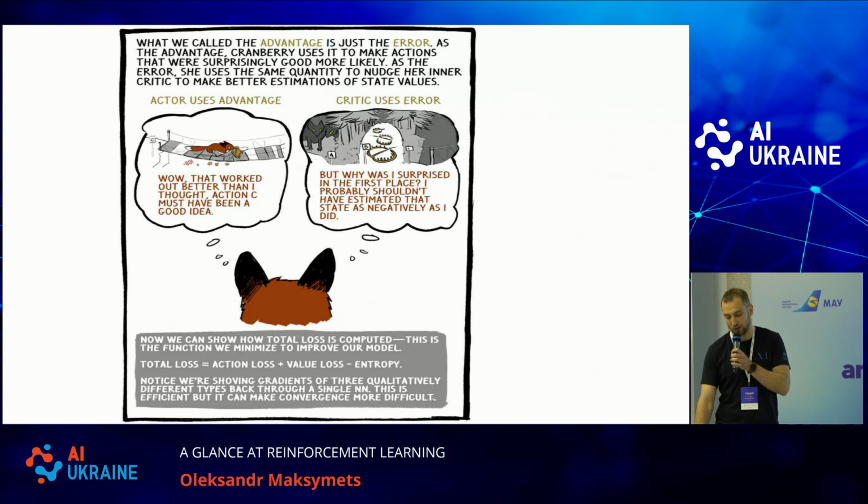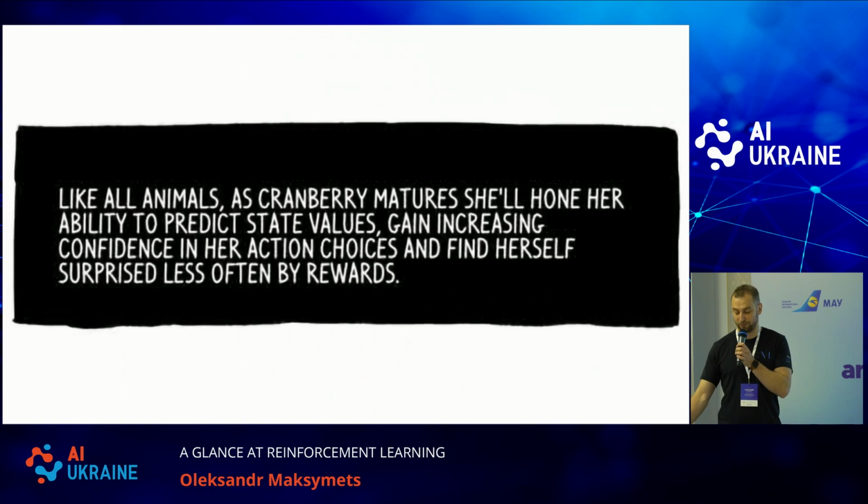Yeah, so the difference is that the actor uses advantage, like how much we can receive using this action, and the critic is using an error, so we try to improve and decrease it with each step.